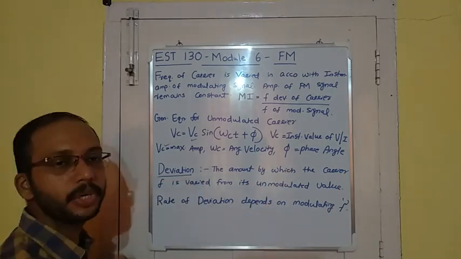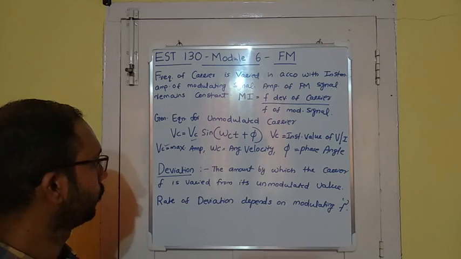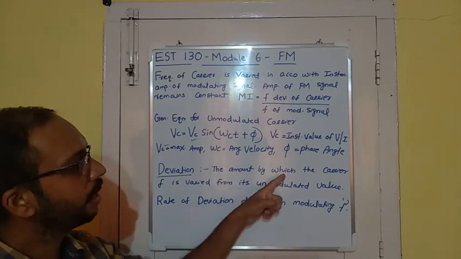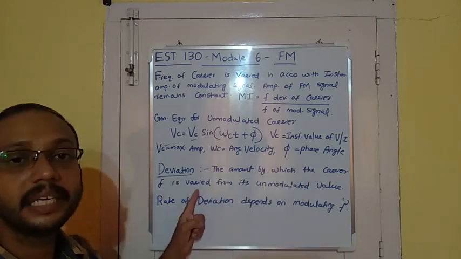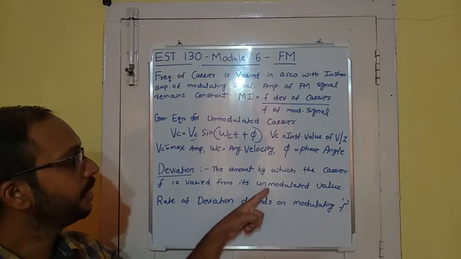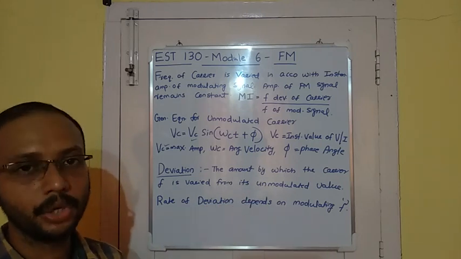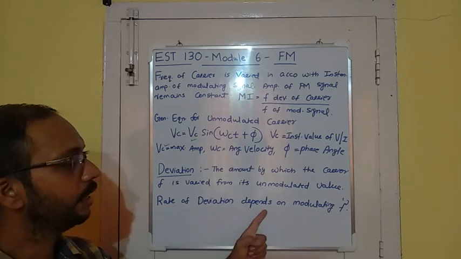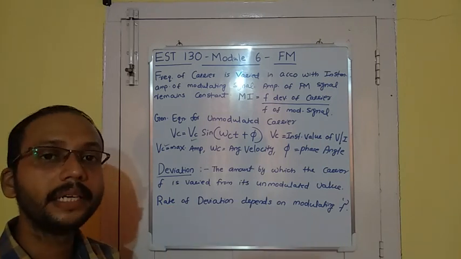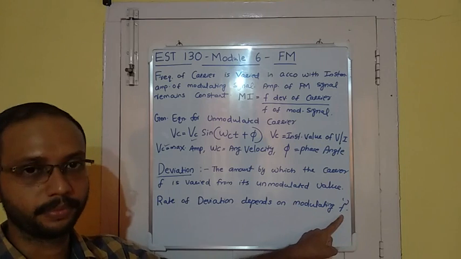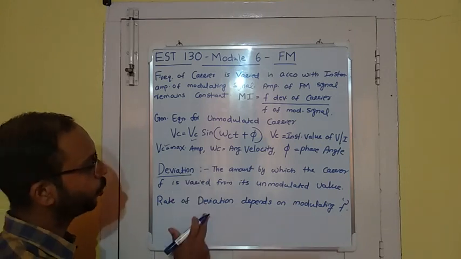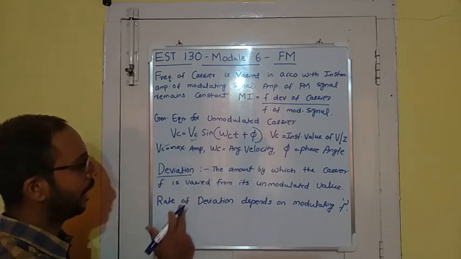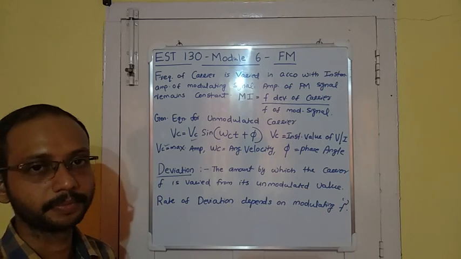Let's see the definition of deviation. Deviation is the amount by which the carrier frequency is varied from its unmodulated value, and the rate of deviation depends on the modulating frequency fm. So please note these 2 points: deviation and rate of deviation.